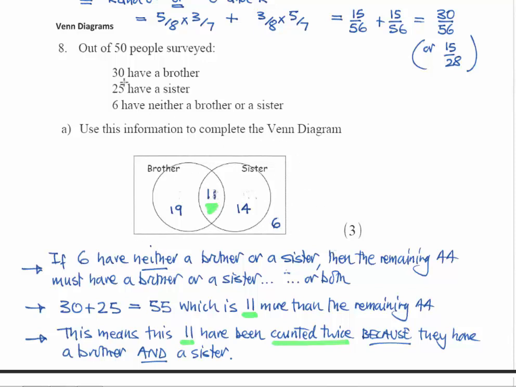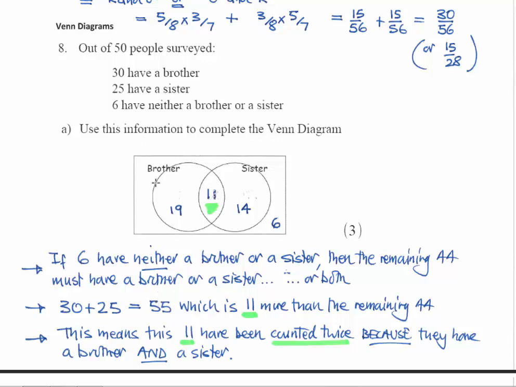Now we're told that 30 have a brother and 25 have a sister. When you add that 30 and the 25 together, you get 55. Hang on, but I just told you that this is only 44 in here. So how come it's added up to 55? The reason is because some of these people who had a brother also have a sister. So these are not 30 people who just have a brother, and these aren't 25 people who just have a sister. So some people have been double counted.